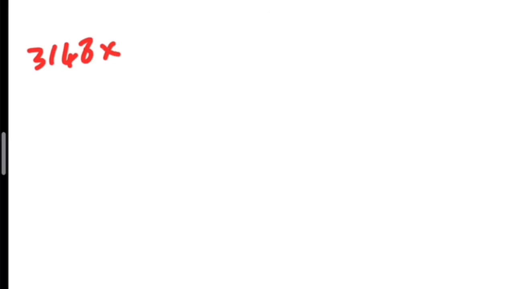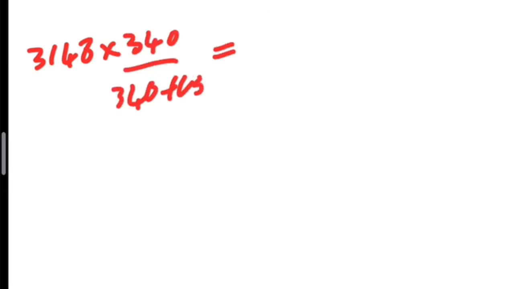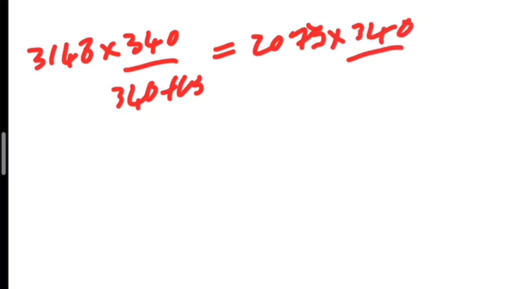30,148 multiplied by 340 divided by 340 plus Vs. This will be equals to 2073 multiplied by 340 divided by 340 minus Vs. So let's go ahead and put these numerators on our calculators. So 30,148 multiplied by 340. This is 50,300. No, that is wrong. I substituted the wrong thing.